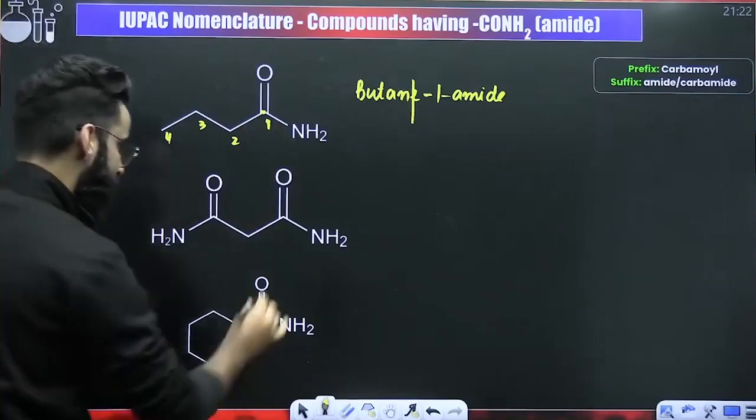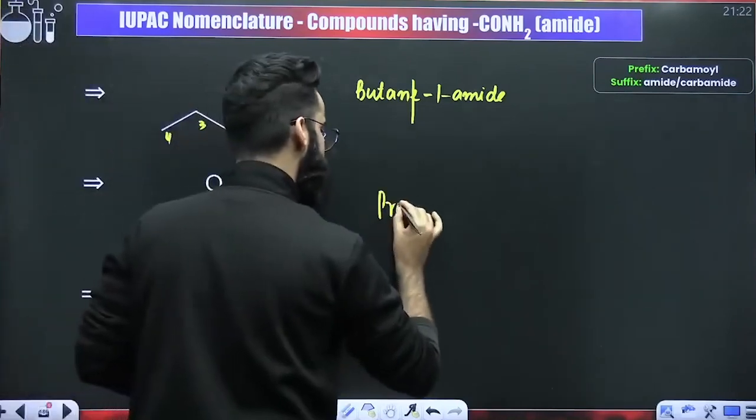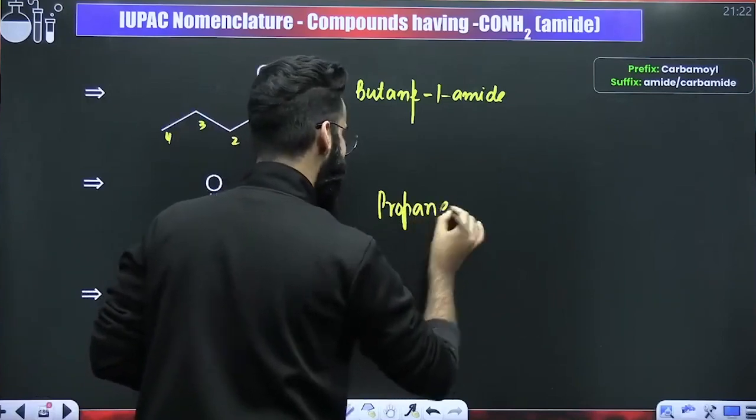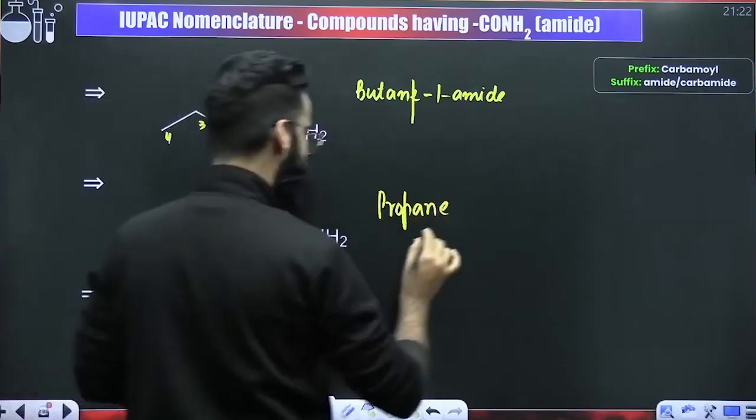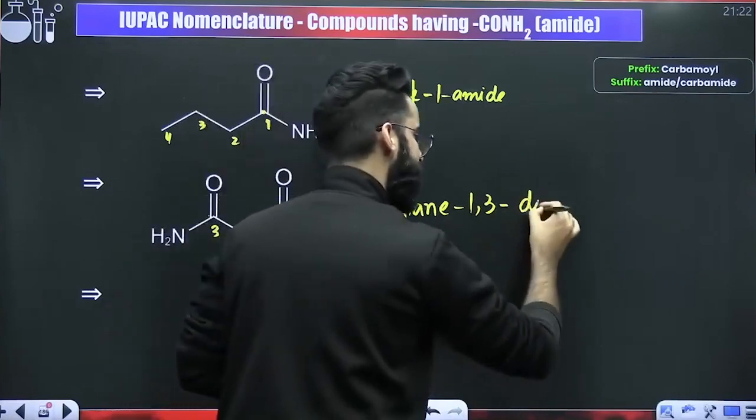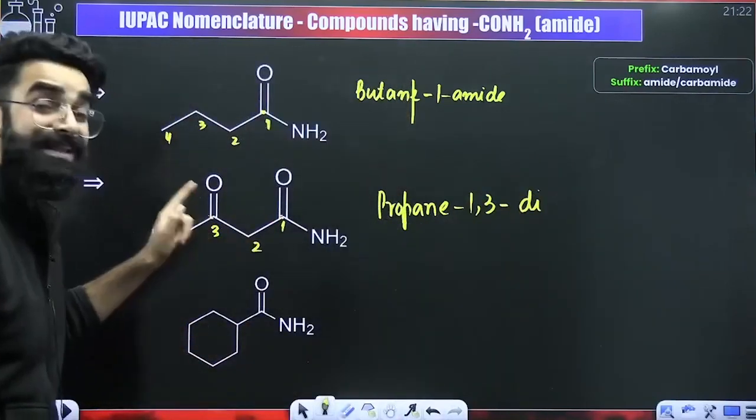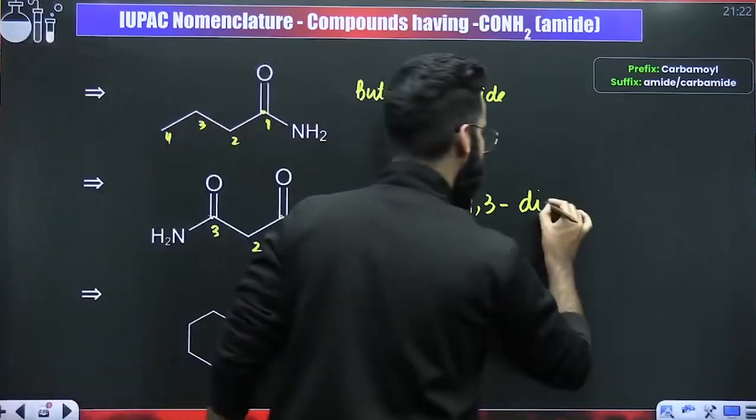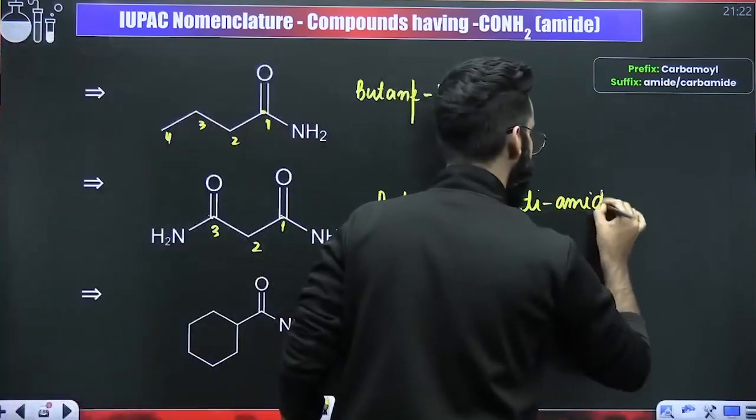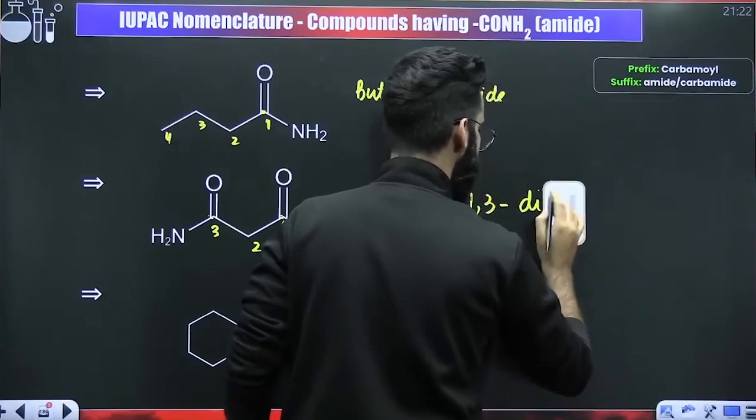Look at the next one. This is 1, 2, 3. So this is prop. Everywhere is a single bond, so it's ane. Now at 1 and 3, there are 2 amide groups, so it's di. Now, the carbons of the amides are part of the main chain, so it is simply propane-1,3-diamide.